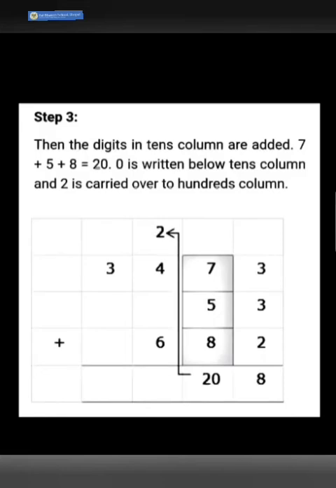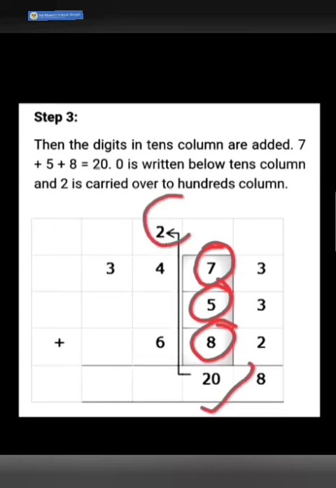After that, the digits in the tens column are added. What are the digits in the tens column? 7, 5 and 8. These set give us a 20. A total of 20. 7 plus 5 plus 8 gives you a 20. From 20, 0 will be written here and 2 will be carried over to the next column, which will be the hundreds column.